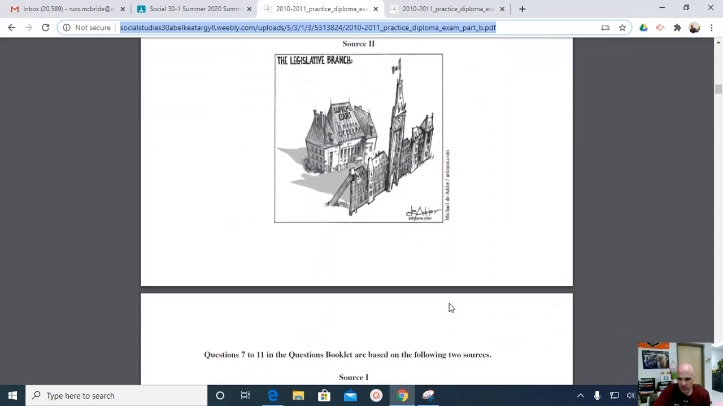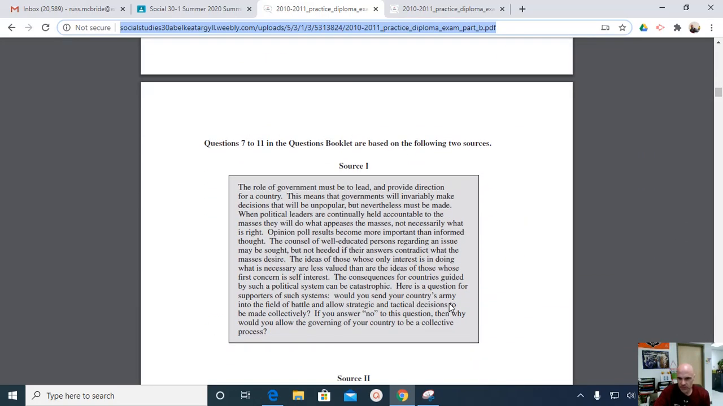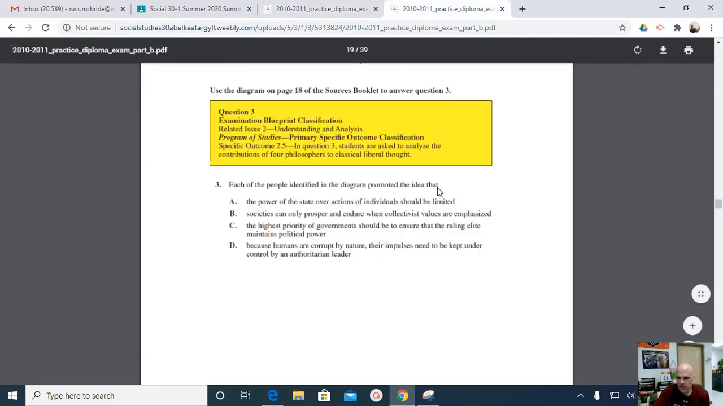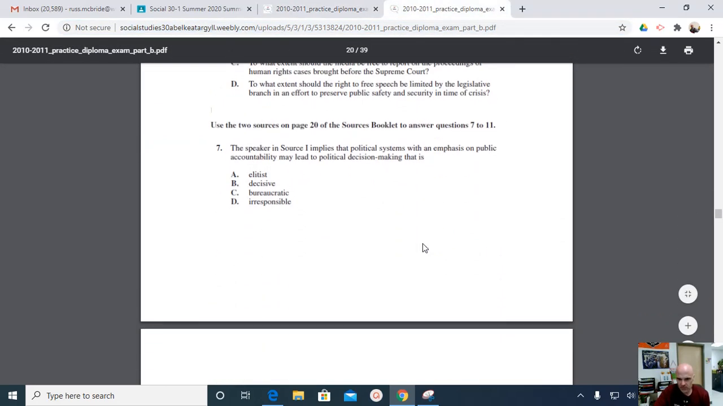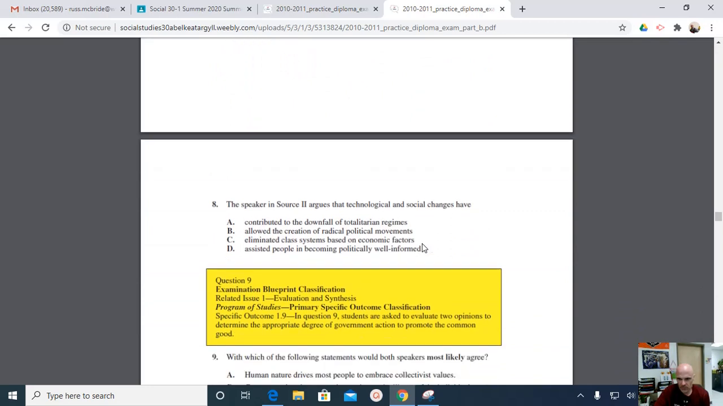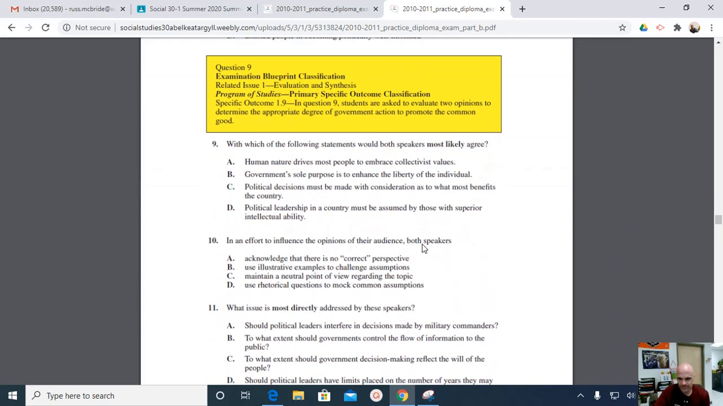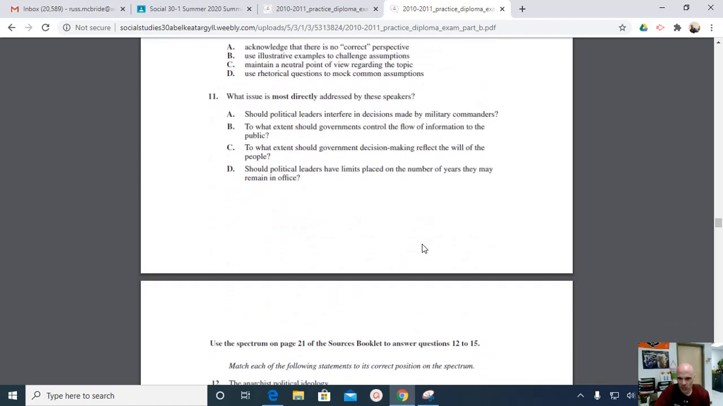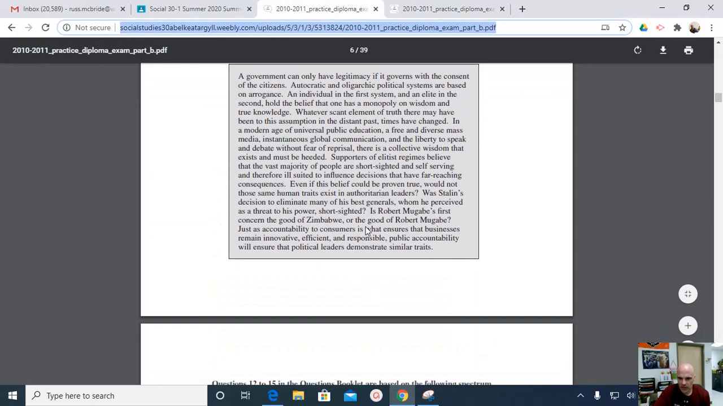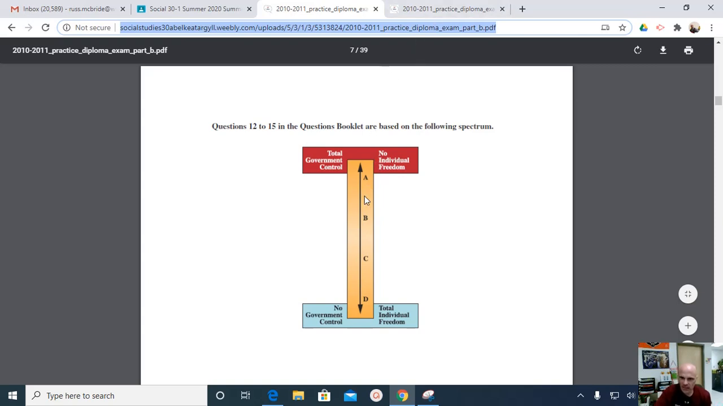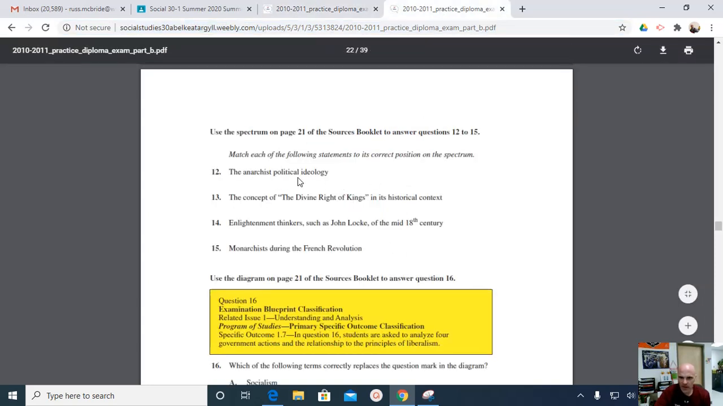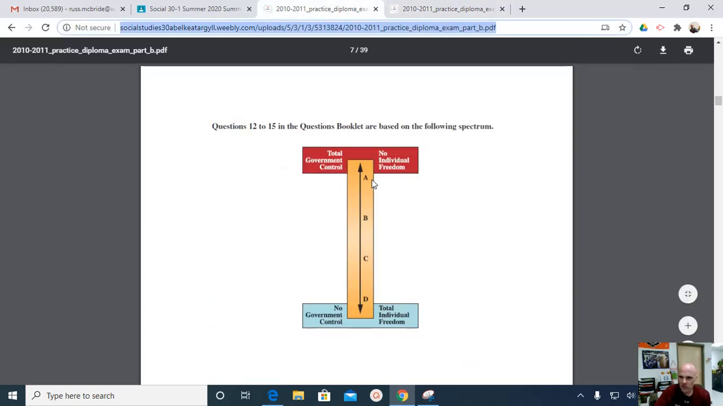Canadian courts, that looks like a political set. Let's see, 7 to 11. Seems more political. 12 to 15. Total government control, no individual freedom, total freedom. The anarchist position would be, so anarchists want total freedom, no government, so that's D.